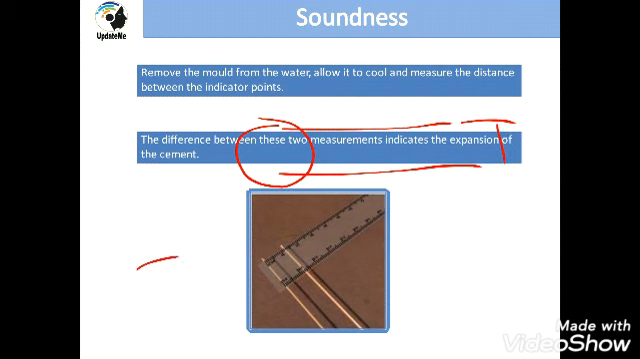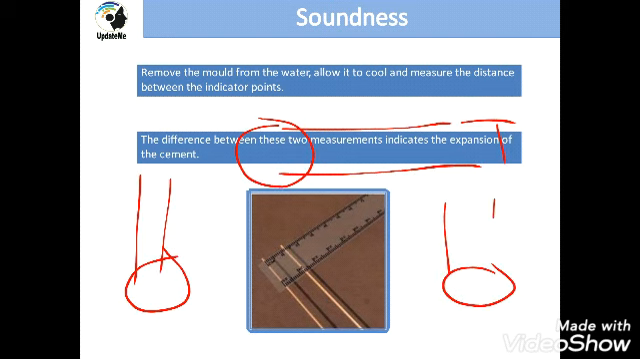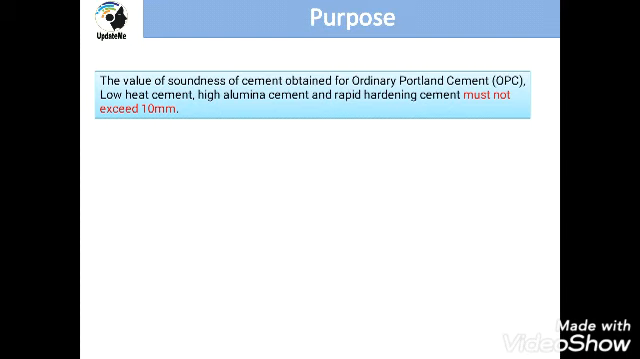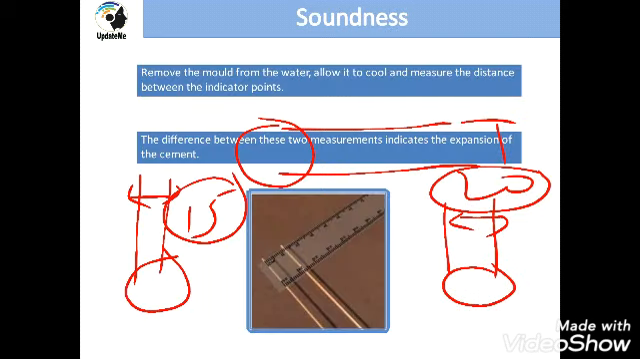This one is the Le Chatelier apparatus before 3 hours, and this one is the apparatus after 3 hours. So let's assume it's 15 mm before and after that it's 20 mm. The difference between these two points will be the soundness. The value of the soundness for ordinary Portland cement, low heat cement, high alumina cement, and rapid hardening cement must not exceed 10 mm. So the difference between these two indicating points should not exceed 10 mm.